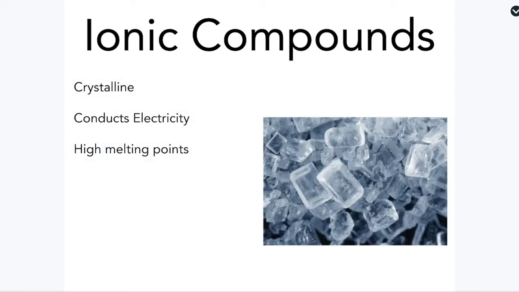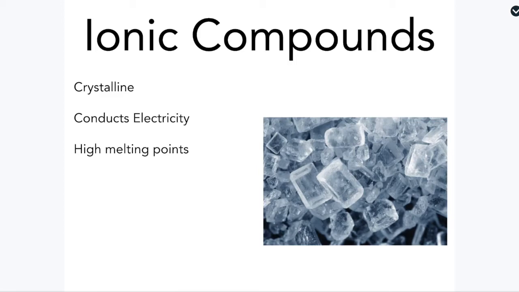This results in the formation of an ionic compound. And what we're looking at here is an ionic compound under a microscope. So you're basically looking at something like table salt. And you can see that salt is actually these little crystals. And that is typical of ionic compounds, that they form these little crystals.